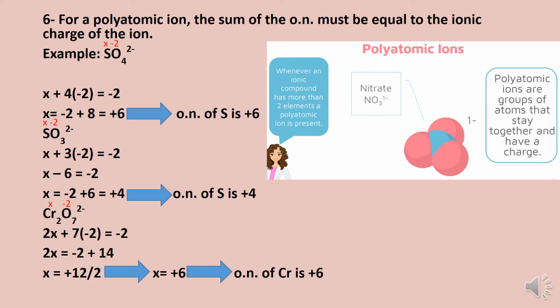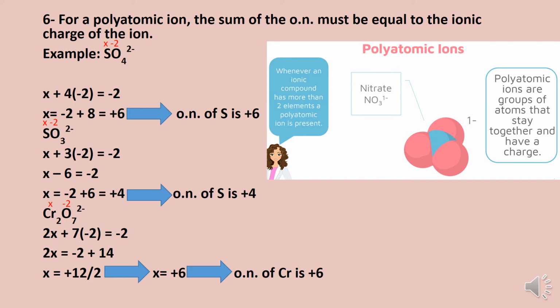Let's take another example, SO3 2-, which is the sulfite ion. We have to solve for X in order to find the oxidation number of sulfur, and we get X plus 3 times -2 equal to -2. Solve for X, you will get X equal to +4, which implies the oxidation number of sulfur is +4.